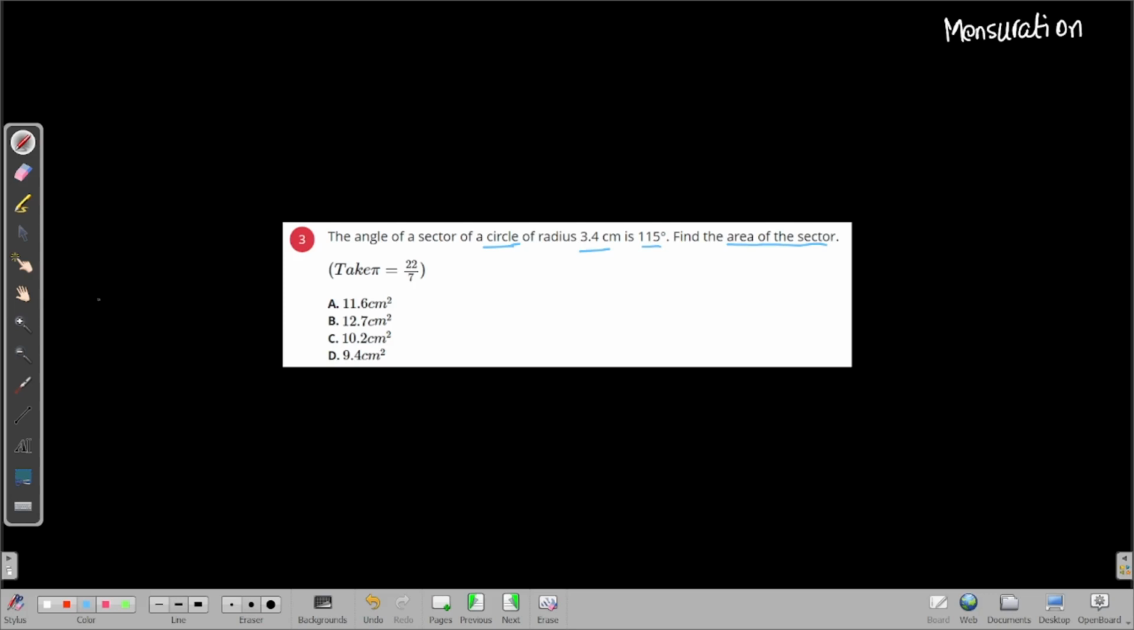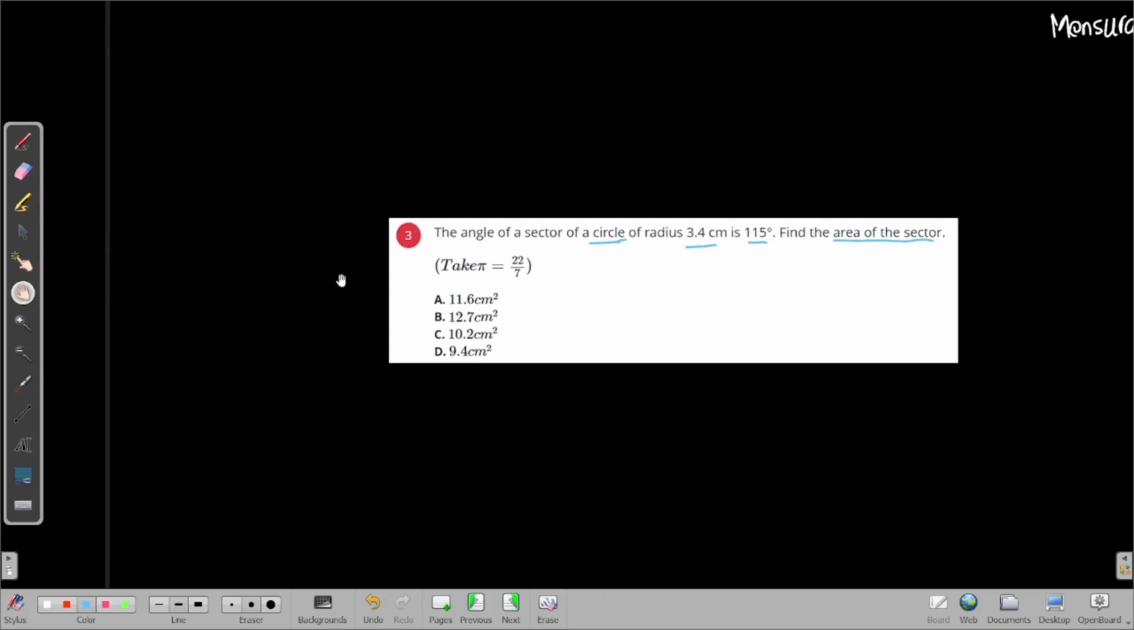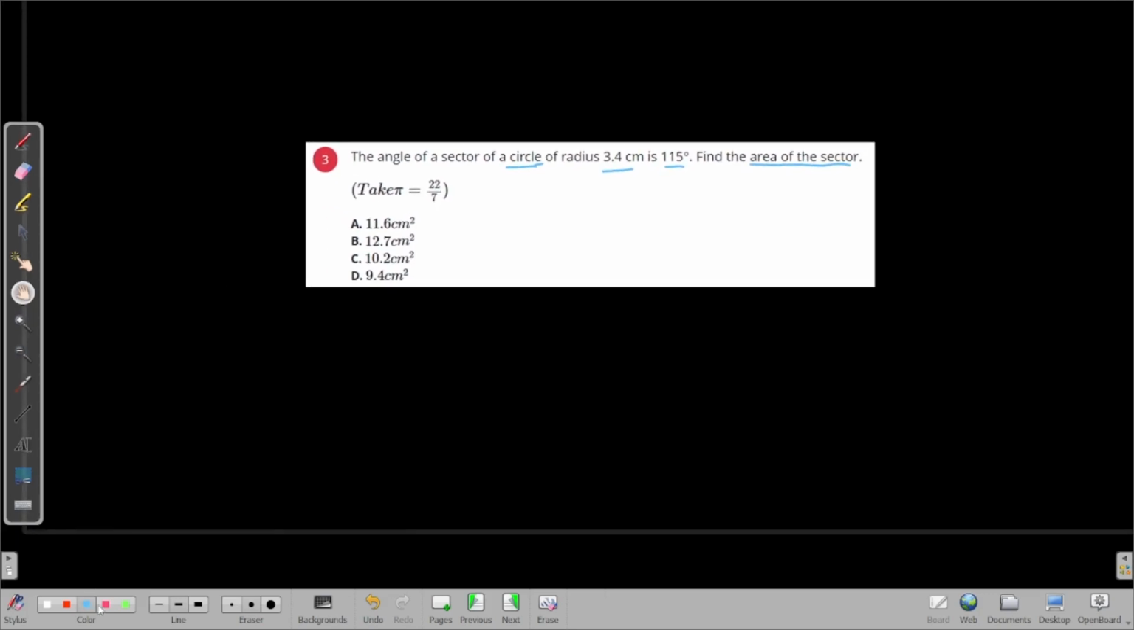Please always use the value of pi you are given. If the value of pi is not specified, then you can use 22/7. I always advise you to use 22/7. So you just need to know the formula for the area of a sector. What's the area of a sector? That's theta over 360 times pi r squared.